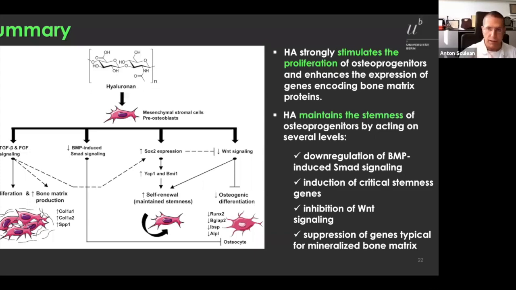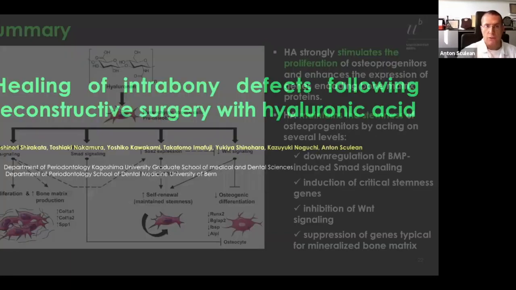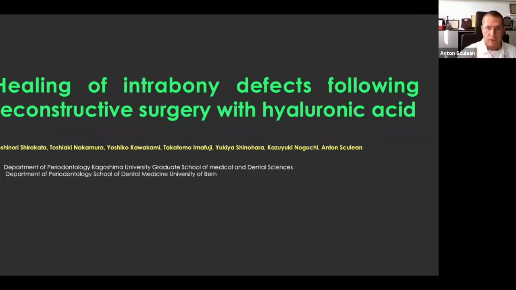However, the mineralization is inhibited. In other words, it may keep the stemness of the cells, and these cells may differentiate in different directions over time. And then we moved on in some preclinical studies in animals with our collaborators from Japan, with Dr.